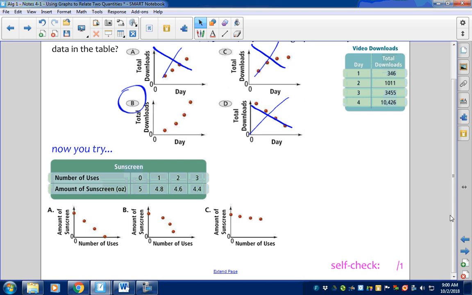Why is it not A? How can you rule out A? It goes to 0, yeah, and it shouldn't. So it is answer choice C here. It's definitely linear. It's definitely going down. So you can rule out B because B is not linear. It's not going down at a constant rate. And it can't be A because A would go all the way down to 0.